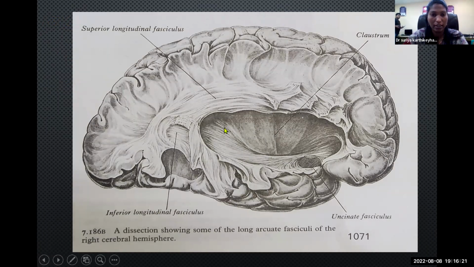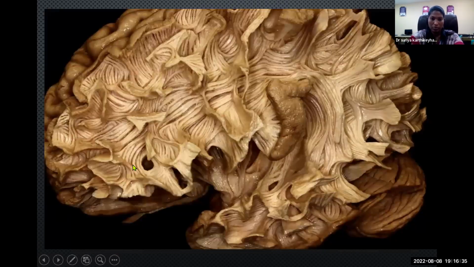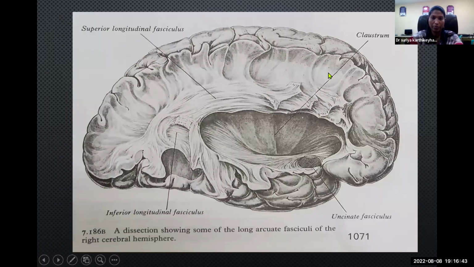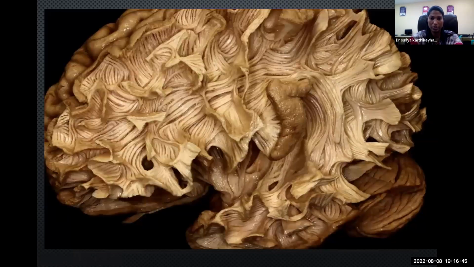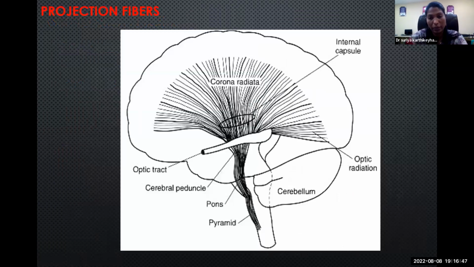So what you are seeing is the fibers. We have the short association fibers, the superior longitudinal fasciculus, and then the cingulum, the fasciculus cingulum. Superior longitudinal fasciculus. These are all the association fibers.